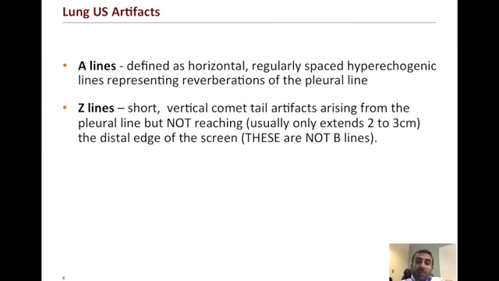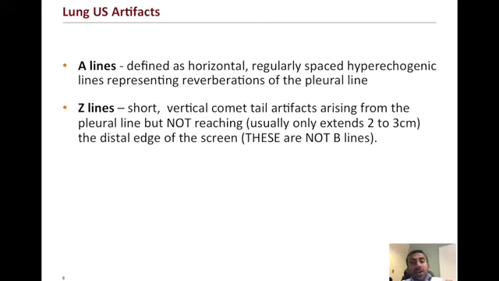However, there are other lung ultrasound artifacts that need to be addressed to make sure that they are not falsely counted as B lines. One is the concept of A lines. A lines are horizontal, compared to the vertical lines of the B lines. A lines are actually a reverberation artifact of the lung pleura itself.